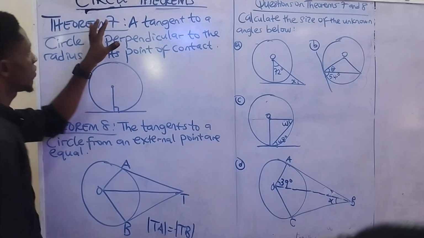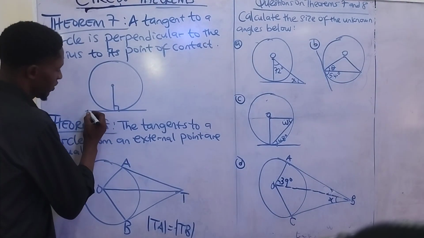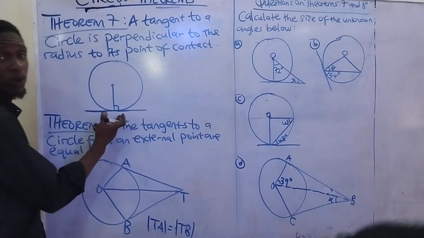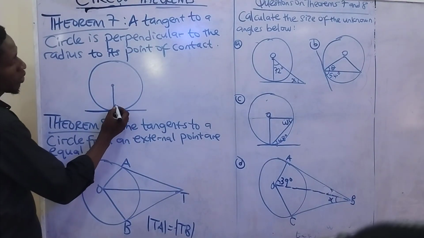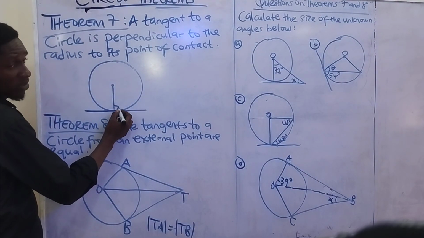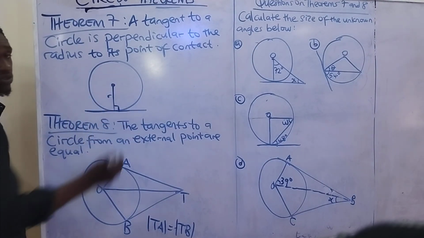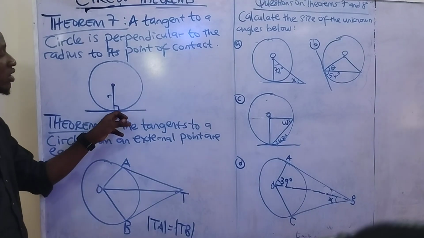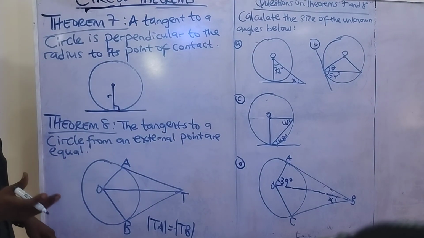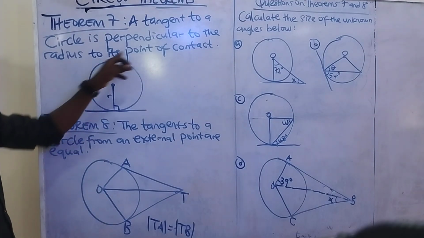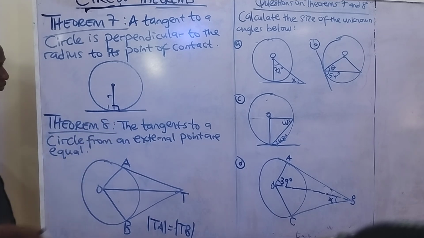Okay, we have theory 7. A tangent is a line that touches a circle at one point, outside of the circle, at one point. A tangent to a circle is perpendicular, meaning it's going to form angle 90. It's perpendicular to the radius. So from here to here is the radius. Once you have a radius touching the point of the tangent, it's going to be perpendicular. That is forming 90 degrees at each point of contact. So here is 90, here is also 90.